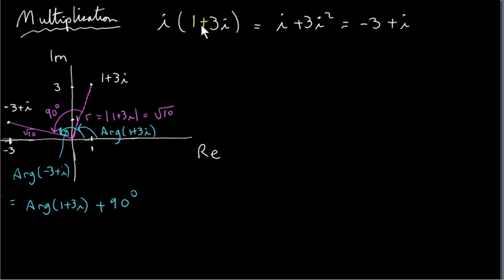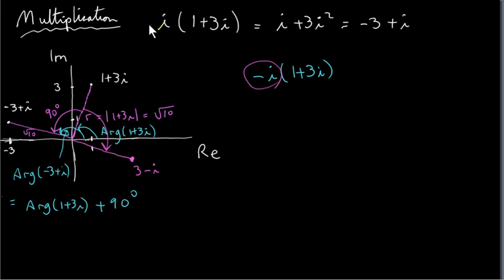Now, I could also have considered multiplying 1 plus 3i by minus i, and that will actually rotate the complex number 1 plus 3i clockwise about the origin. So we'll end up getting this complex number here, which is 3 minus i. So when we multiply by minus i, we rotate 90 degrees clockwise about the origin. Notice that we haven't scaled up r. r remains the same for all these vectors.